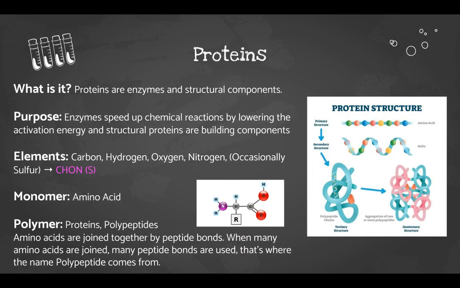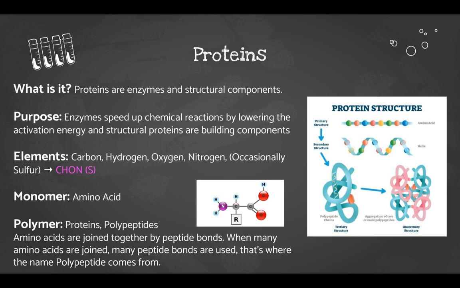So we went carbs, lipids. Now we're on to proteins. So we went CHO. Now we're going to add CHON, sometimes S. So CHON, carbon, hydrogen, oxygen, nitrogen, and occasionally sulfur, CHONS, right? Okay, so proteins are our third major class of biomolecule, and they are really cool because they do a lot of things. So what is a protein?